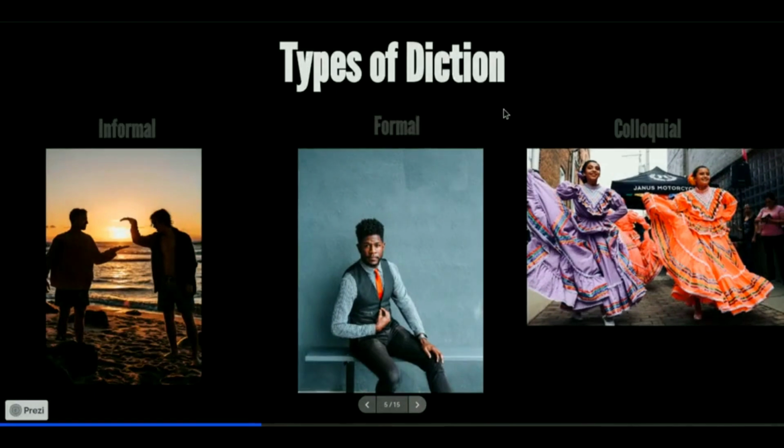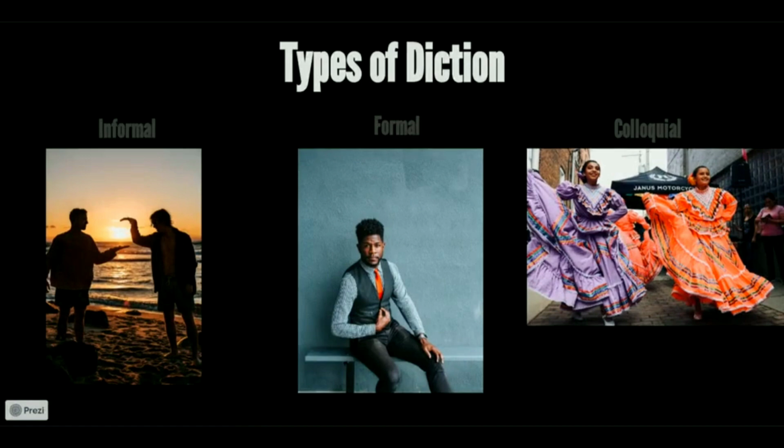Okay, so the way you break apart what a connotation is, you have to look at what kind of diction is being used. There are 3 main types. 2 of them you guys are familiar with because we talked about them before. The third one's kind of new.